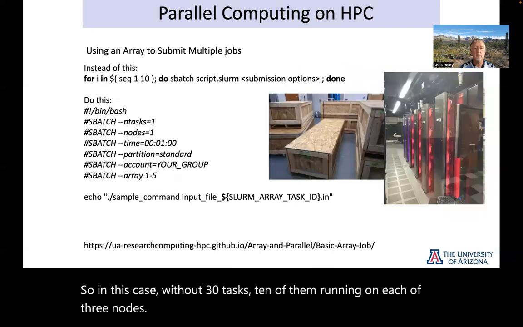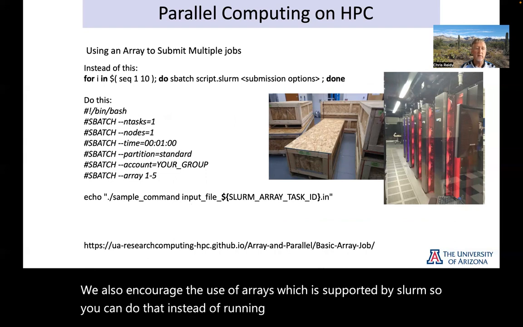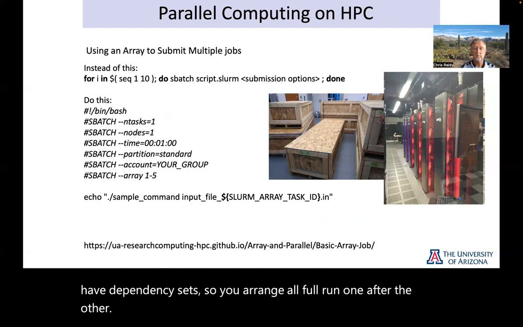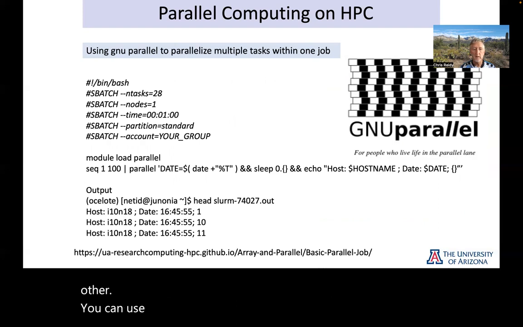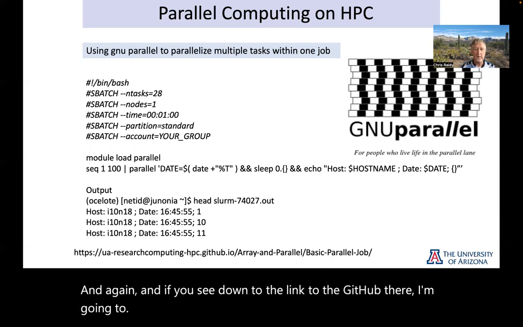We also encourage the use of arrays, which is supported by Slurm. You can do that instead of running for loops. The array can also have dependency sets, so your array jobs will run one after the other. You can also use parallel, and that's available as a module. That's a very popular module that we have. And again, if you see the link to the GitHub there, we've got examples of how to use that.